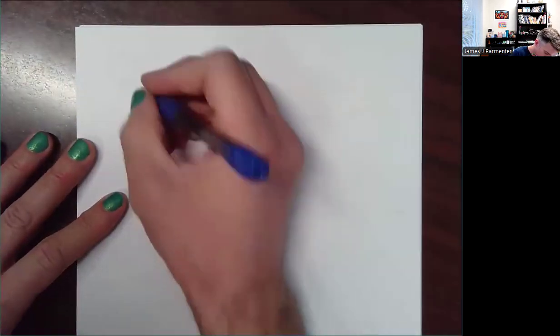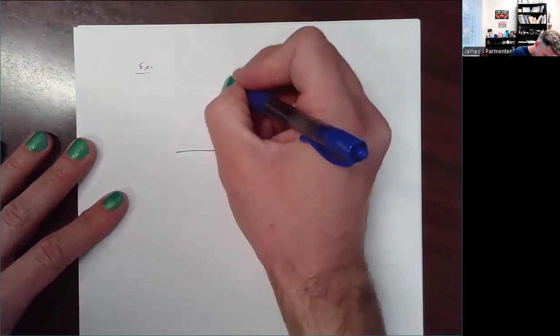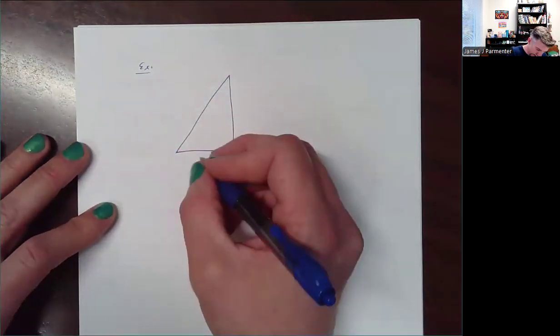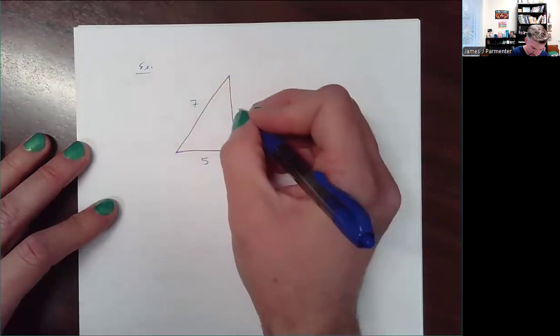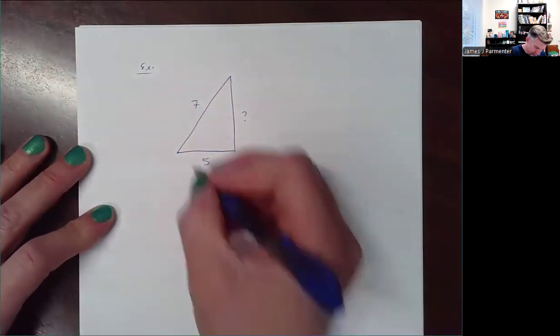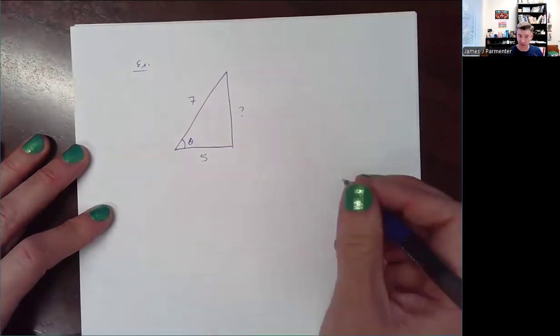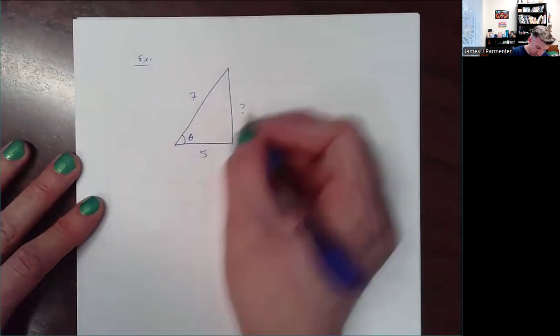Let's say we had, I'm going to make up some numbers here. Let's say we have this triangle where we know that this side was 5, this side, sure, let's say this side is 7, and we don't know this side here. And this is the angle that we're dealing with. Let's call it theta. We want to find the 6 trig functions of theta. We first have to find this side.